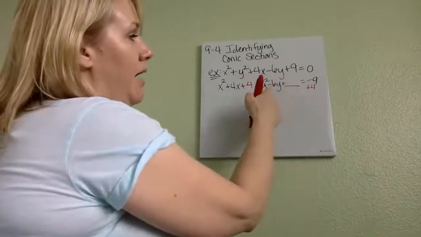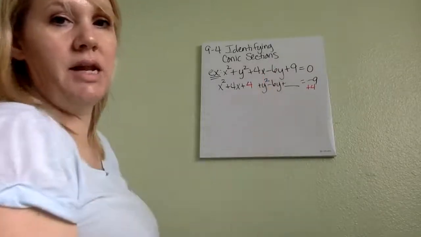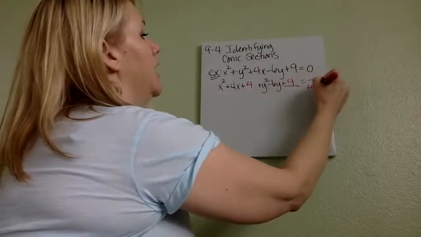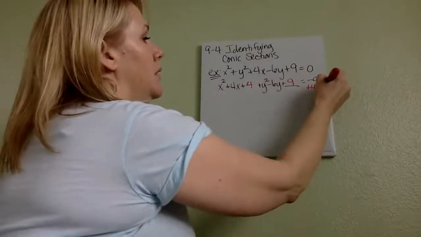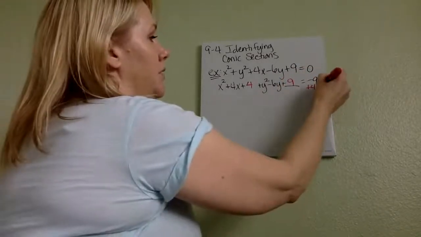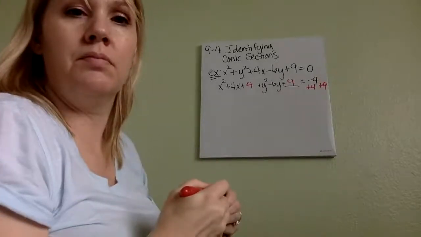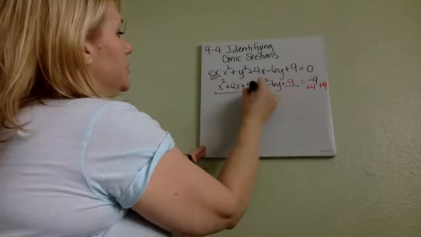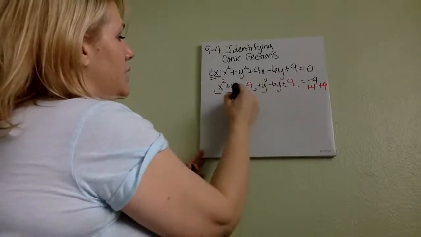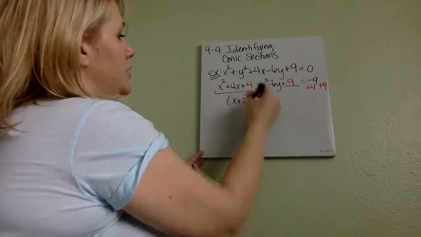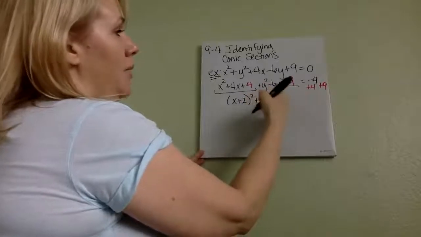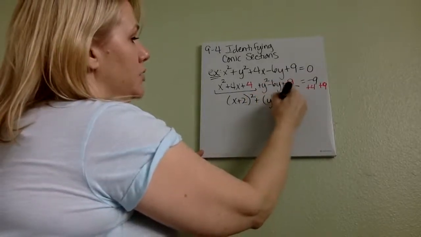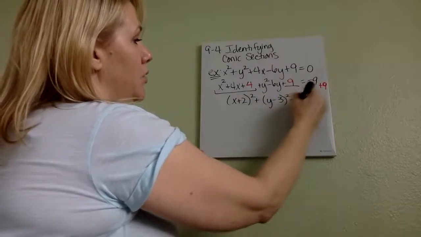And then half of negative 6 is negative 3. And then negative 3 squared is 9. So I'll add 9 there. And so, sorry, that's a 9 right there. It's hard to see. Okay, so then on this side, x squared plus 4x plus 4 makes x plus 2 squared. And then y squared minus 6y plus 9 makes y minus 3 squared equal to 4.